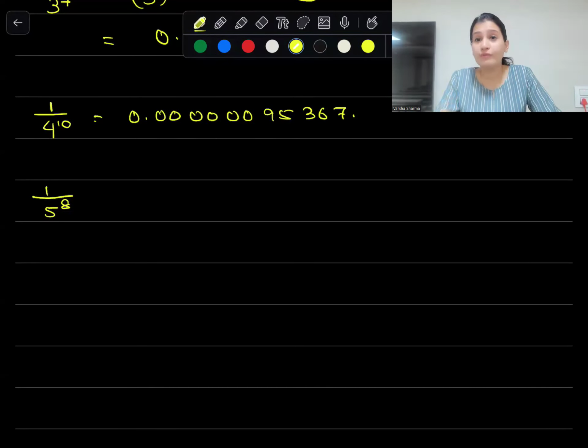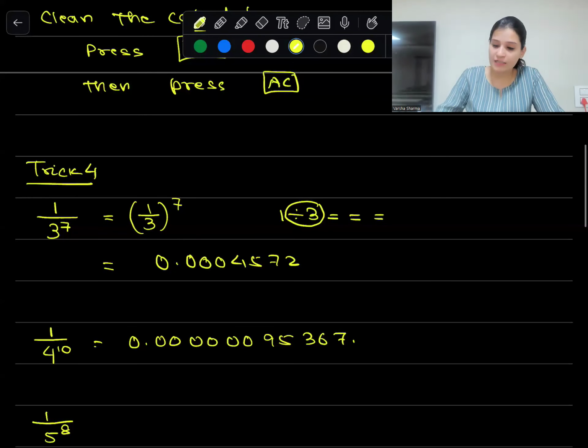Now, in trick 2 and trick 4, there's a difference. In trick 2, when we press equal to for the first time, it starts the counting from 2. But when I press equal to here, the counting starts from 1. Clear? Here, the count starts from 1.